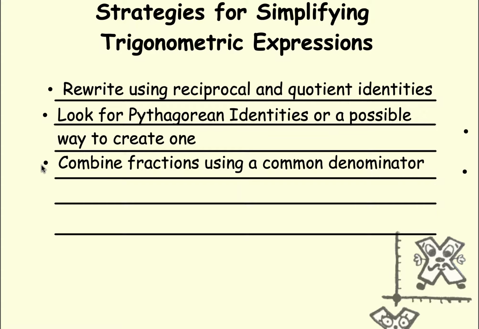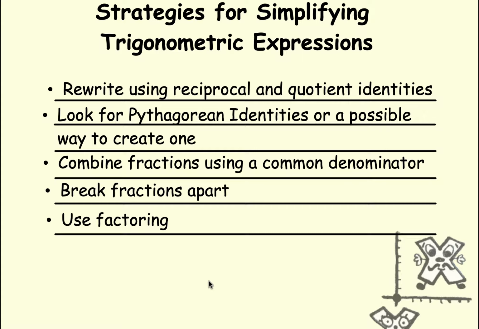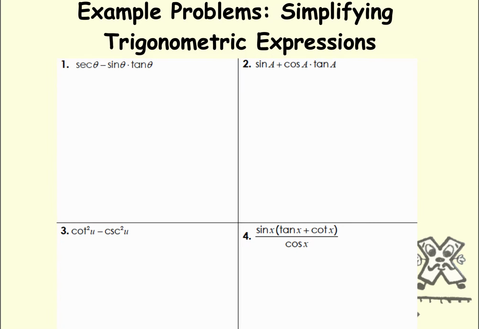You're going to be looking for opportunities where you can combine fractions because you can create a common denominator. And you're going to sometimes have to break fractions apart. And finally, sometimes you may have to use factoring. Common factors, factoring quadratics, etc. So when we're talking about simplifying an expression, remember, an expression isn't the same thing as an equation. It's just things like you learned before, combining like terms, etc. Okay, so let's go ahead and look at some problems here.